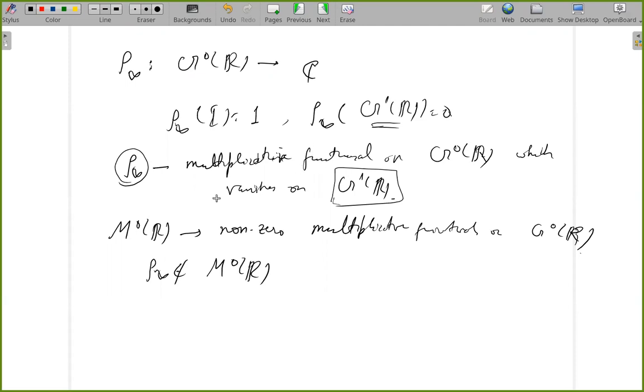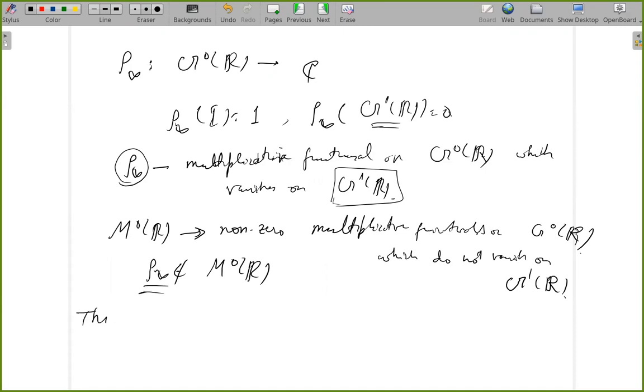The question is, the definition of M naught(R) doesn't seem to be very clear. So let me repeat. It's the non-zero multiplicative functionals, and maybe I should add, which do not vanish on A1(R). Okay, so you have rho infinity.